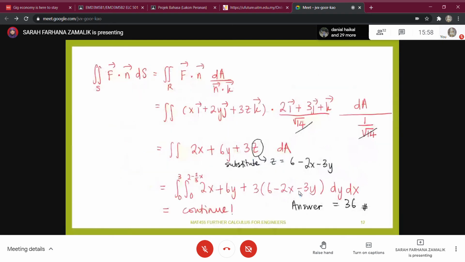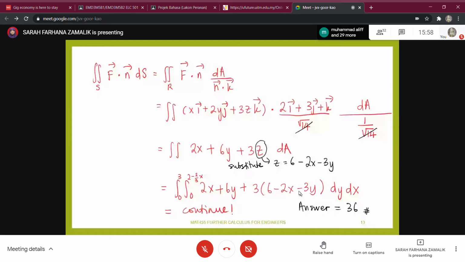So last one, semua komponen dah ada, masukkan je the double integral of your vector field F dot with n ds. Okay, jangan lupa kita tengah cari surface integral. So masukkan je lah komponen yang kita ada kat sini. So F dot with n dA divided by unit normal n dot with k. Okay, dA ni biar je dulu. Tapi dah tahu kita nak evaluate guna apa, which is dy dx, sebab tadi saya dah set up tadi. Okay, dy dx.